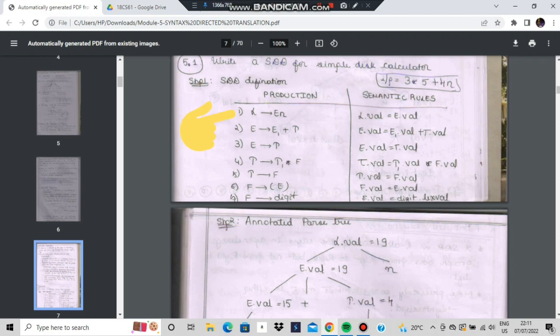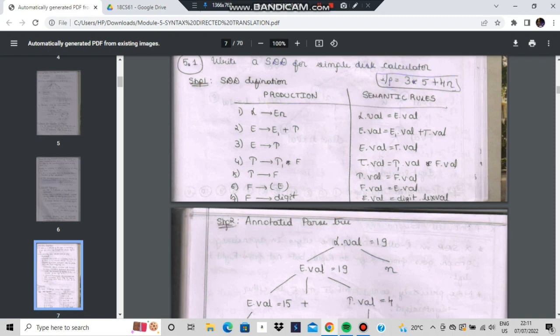It's very simple. L goes to En. E is an expression, so it's ending with N. E is nothing but from 3 till 4, and N is just N here. And E goes to E1 plus T. This is one production, E1 plus T, or E goes to T. T goes to T1 star F or F. F goes to E or digit.